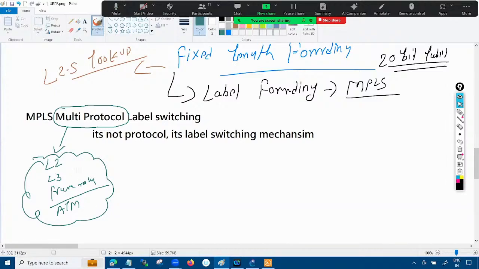I know it will be confusing right now, but don't worry, it will become very handy at a high level. My main motive here is to explain the meaning of multi-protocol. Multi-protocol doesn't mean that it's a protocol; it means it supports multiple protocols.